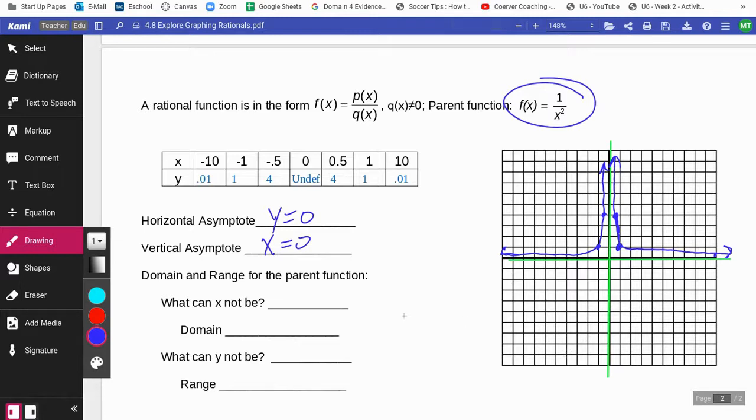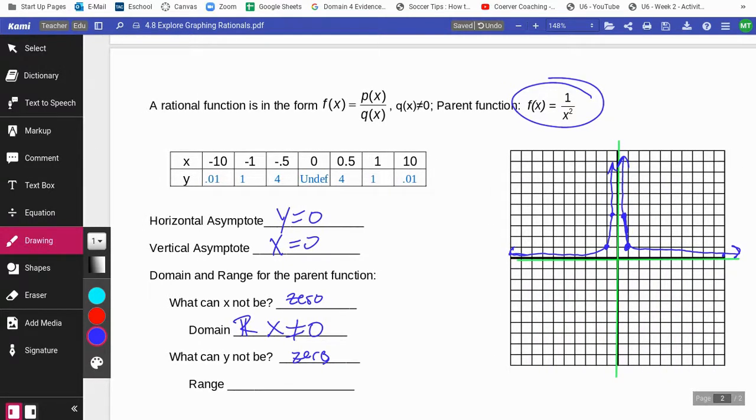Okay, and so talking about domain and range. What can x not be? 0. Y cannot be 0 either. But if we look at this, the domain doesn't change: all real numbers, x cannot be equal to 0. But the range here is from 0, because this is the low point now, to infinity. So 0 to infinity.